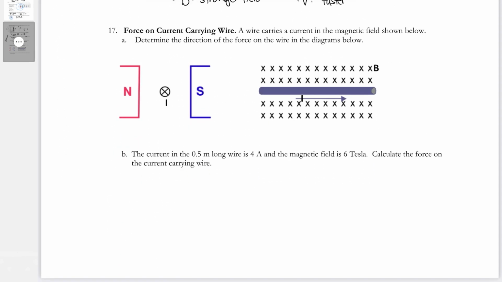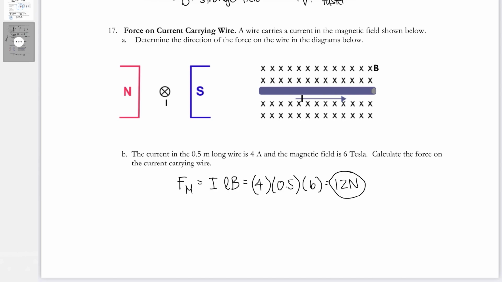Number 17 is about magnetic force. Magnetic force might seem deceptively easy to calculate, like I'm just taking current times length times field strength, giving me 12 newtons. However, this is deceptively easy because there's a direction rule that goes with it.